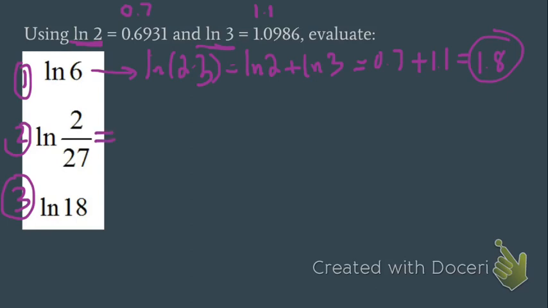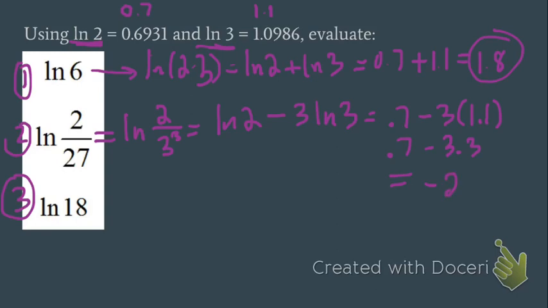So for the natural log of 2/27, we're going to rewrite that as the natural log of 2/3 cubed. And then use our expansion rules to rewrite this as the natural log of 2 minus 3 times the natural log of 3. So that becomes 0.7 minus 3 times 1.1. Then that's 0.7 minus 3.3. So that's going to simplify to negative 2.6.